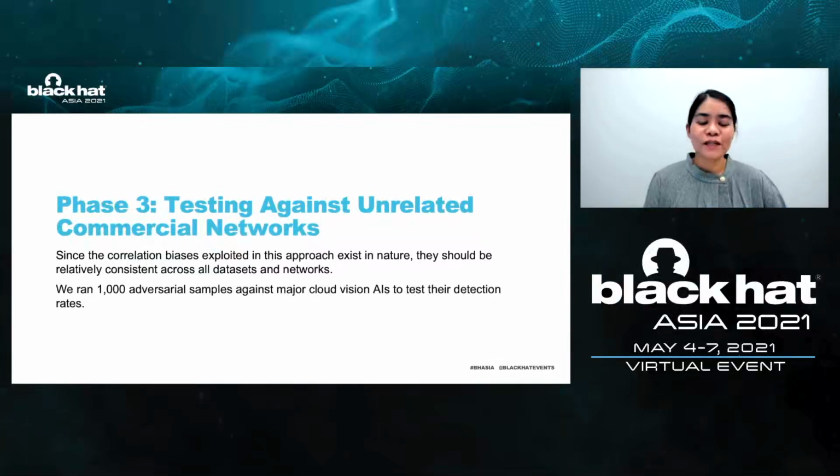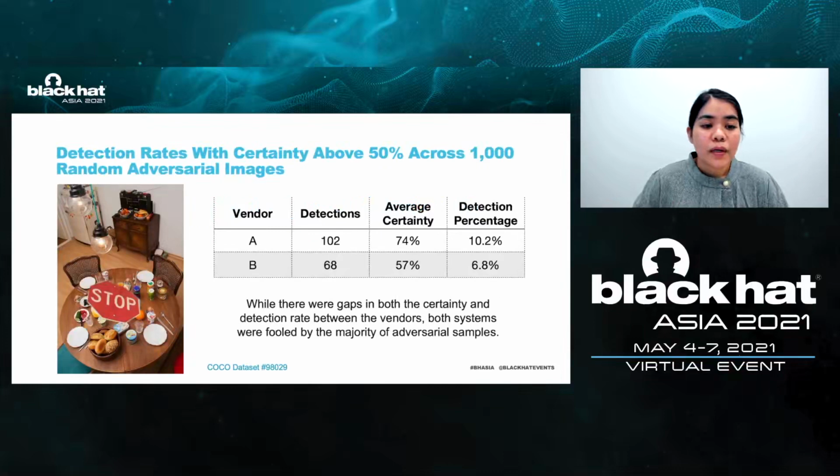So we generate several adversarial images using the way that Paul explained, and then we randomly choose 1,000 adversarial sample images, and then we test these images against the major cloud vision AI, so that we know about the detection rates. So here is our result. Firstly, we choose the detection rate with certainty above 50% across these 1,000 random adversarial images. And here is the result of vendor A and B.